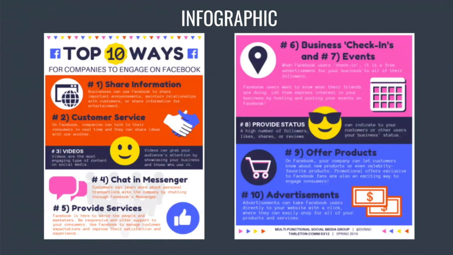So this was the infographic that we made whenever we took all of our feedback and data that we had. Going off of that, we followed up with the 10 top ways for companies to engage on Facebook. Number one, it's just sharing information. Businesses can use Facebook to share important announcements, maintain relationships with customers, share information about entertainment.